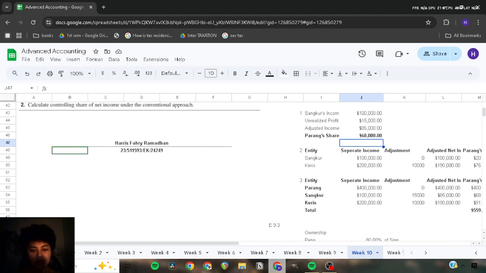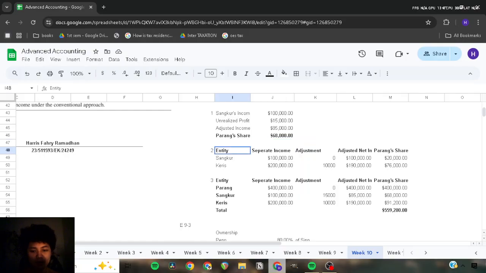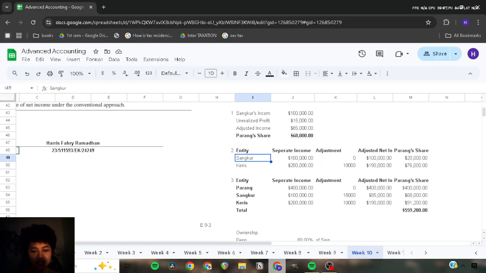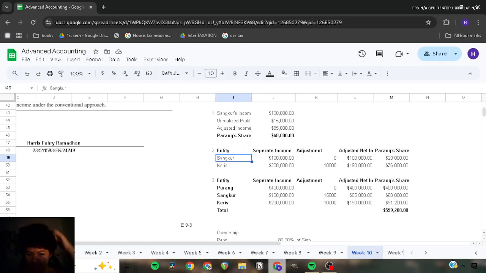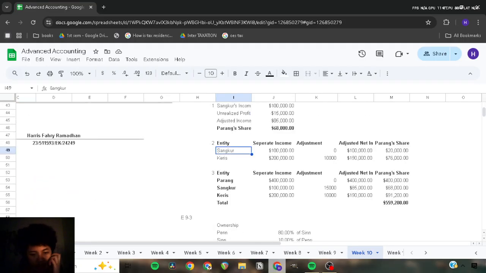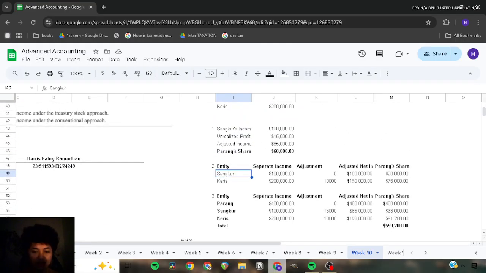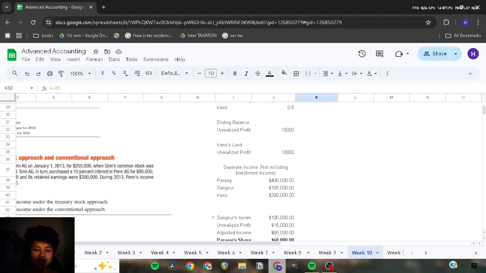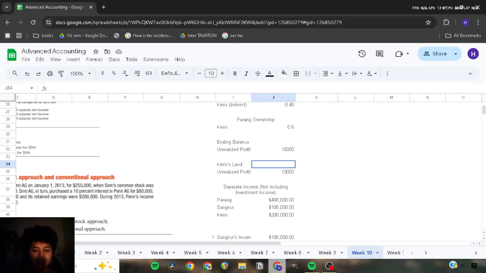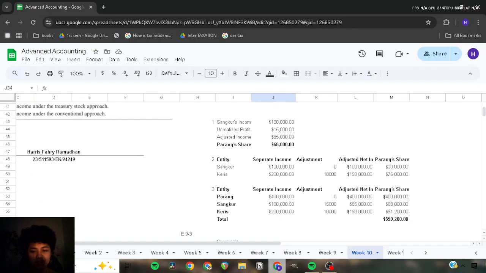For number two, it's an income allocation schedule, so I just make a similar table as the first question. I have their separate income, and the difference here is that there are adjustments. Again, we make adjustments because there's unrealized profit here for Chris. So I make that, and then we calculate the parents' share.